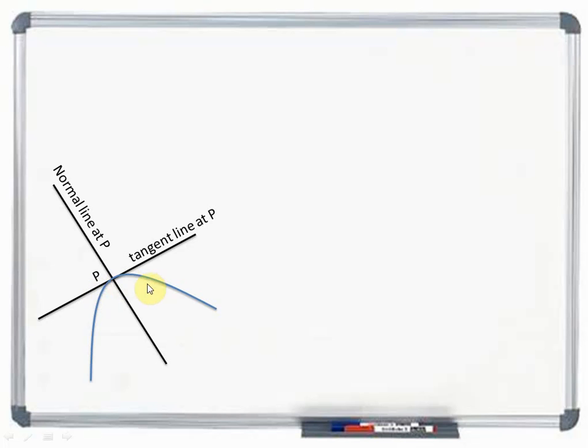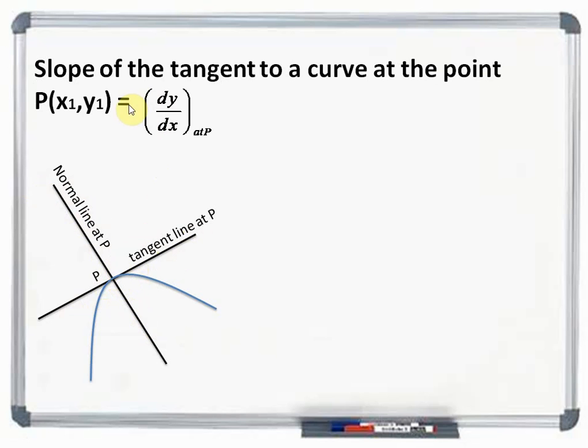As we know, at a single point only one tangent we can draw on the curve, and this other line is perpendicular to this tangent. So this perpendicular line is known as the normal of the curve at point P. Now we will calculate the slope of this line.